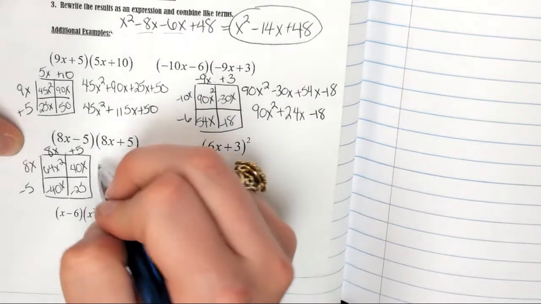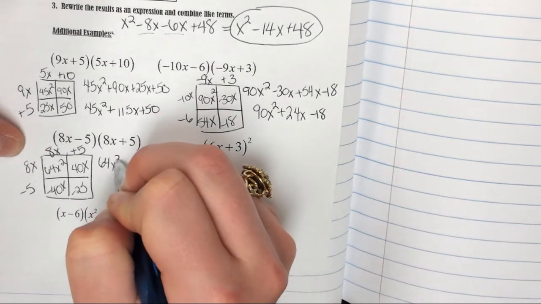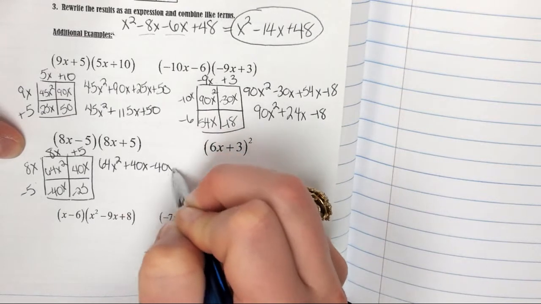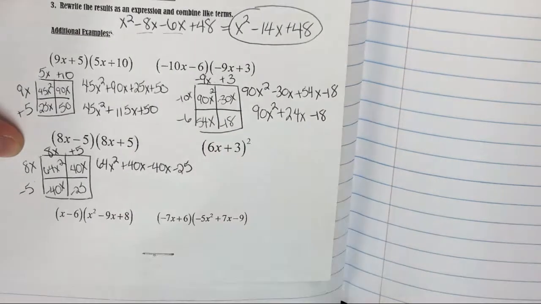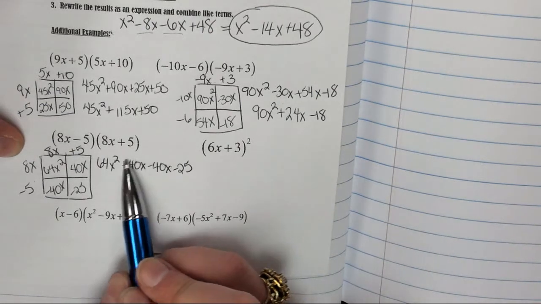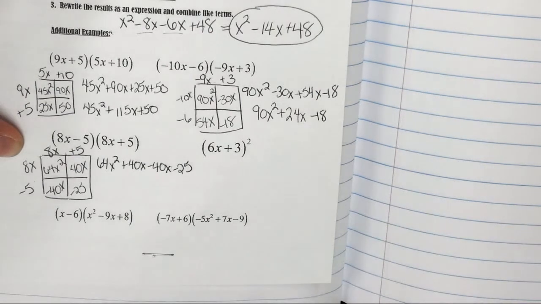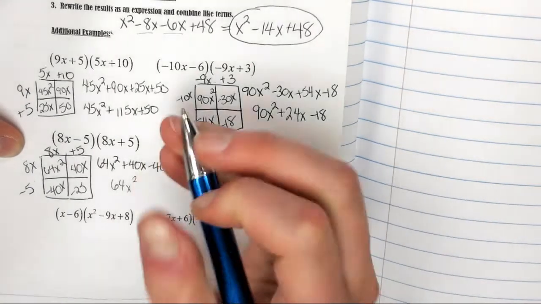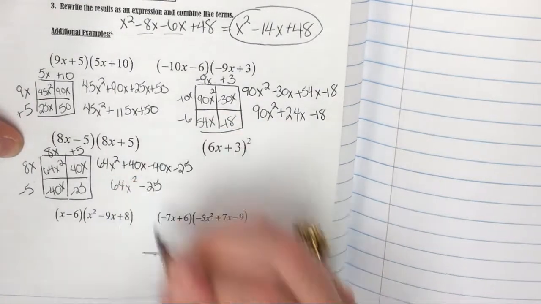So that gives us 64x squared plus 40x minus 40x minus 25. These two middle terms end up canceling out. A positive 40 and a negative 40 make 0. So my final answer here is 64x squared minus 25.